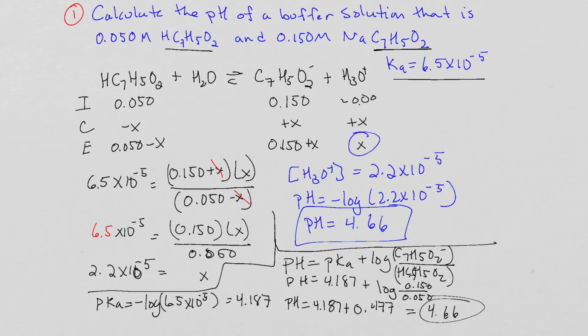This is a bit more straightforward than going through the whole ice table thing. Again, the big thing is the x is small approximation has to be valid. And in this case, it clearly is, right? 2.5 times 10 to the negative fifth represents much less than 5% of 0.05. All right, so that's one type of problem.